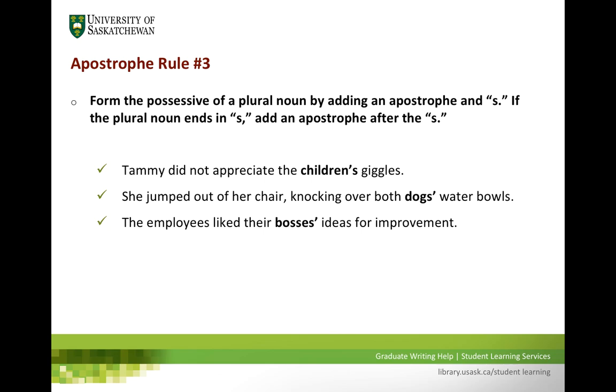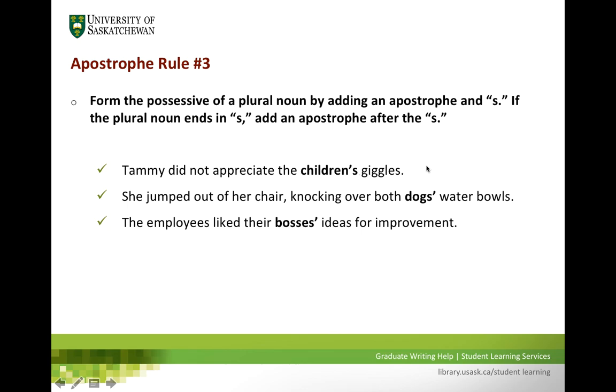Tammy did not appreciate the children's giggles. So in this case, we have a plural noun that doesn't end in s, the word children. So we just add apostrophe s to indicate possession.